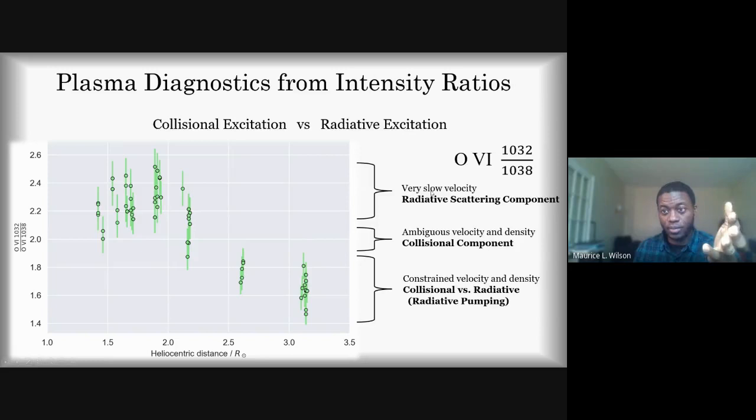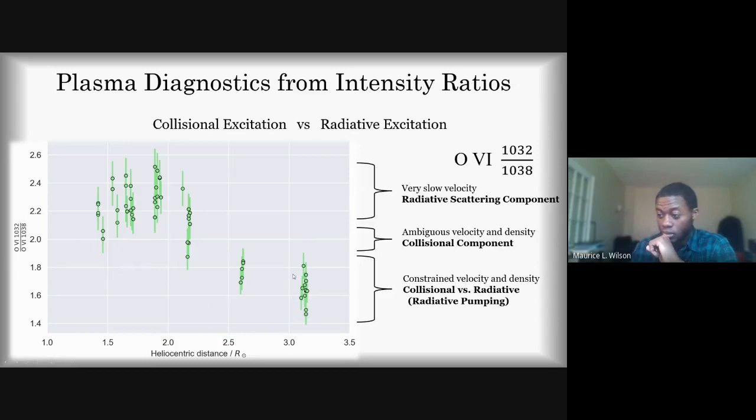And that's because the radiative scattering component of the emission is dominating, the radiative component of both the 1032 and 1038 is dominating when compared to the collisional component. Now, right here, this observed intensity ratio is smack dab on 2.0. When that happens, the oxygen 6 ratio is no longer useful. It's too many degeneracies, it's ambiguous. The velocity and density are hard to determine, and that's because the collisional component is dominating, at both 1032 and 1038.